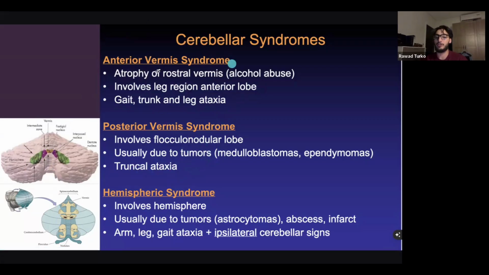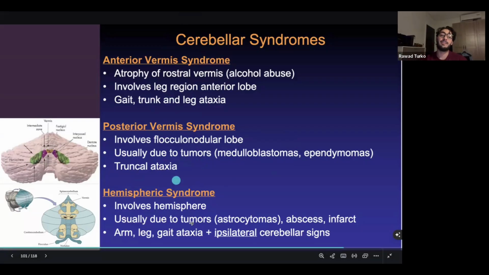One thing that I want you to know about anterior vermis, it's very, very high yield to know that it's associated with alcohol abuse. Okay, so chronic alcohol use is going to cause anterior vermis syndrome, atrophy of the anterior vermis or the rostral vermis, which is going to lead to gait, trunk, and leg ataxia. Okay, posterior vermis, flocculonodular lobe, usually it's because of tumors, medulloblastomas or ependymomas. Truncal ataxia, and also because of involvement of the vestibular nuclei. You can see things like vertigo, nystagmus, things like that.